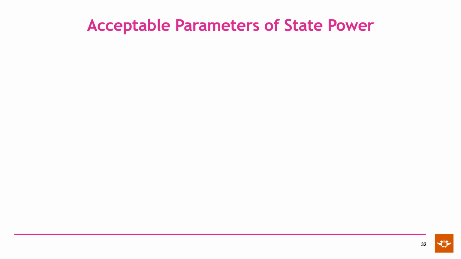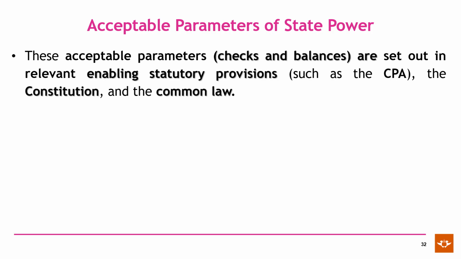Once we accept that the exercise of law enforcement powers will inevitably impact constitutional rights, the next step is to understand the parameters set by the various checks and balances that regulate this power. Now, these acceptable parameters, these checks and balances, are set out in relevant enabling statutory provisions, such as those that we find in the CPA.